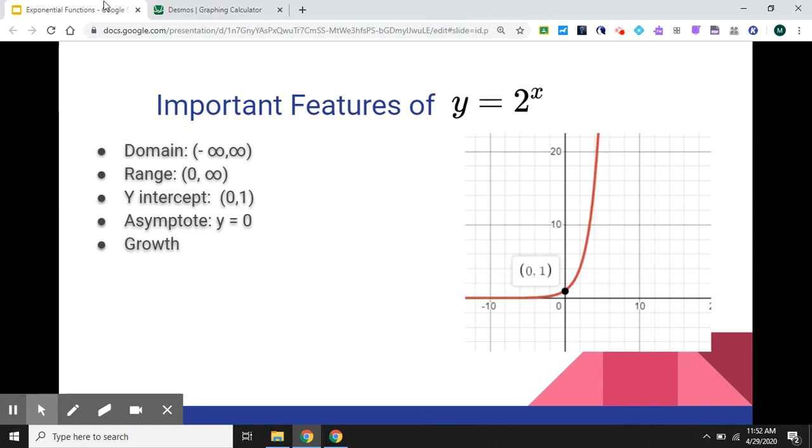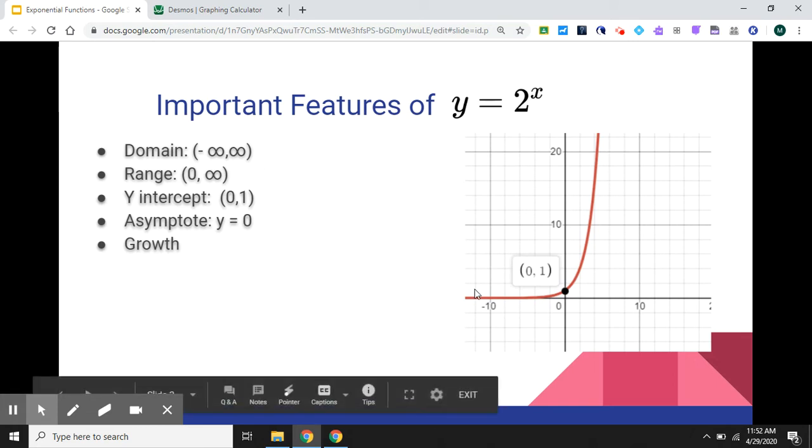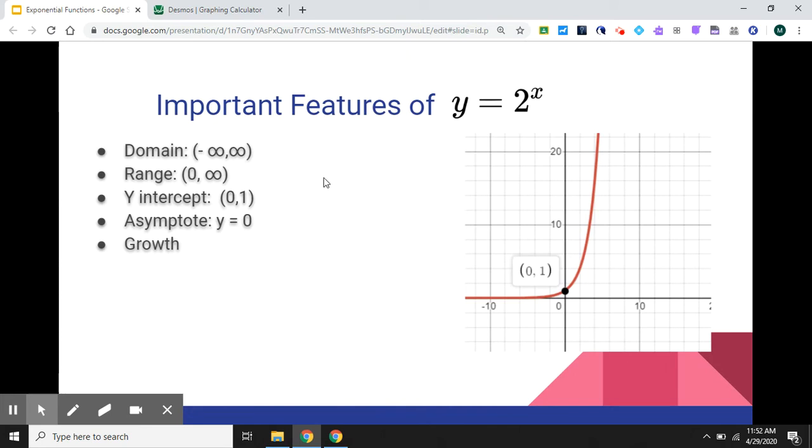Alrighty. Exponential functions can either be a growth model or a decay model. Since this one, as you look from left to right, is increasing, and it keeps increasing forever and ever really, really fast, it is a growth model.